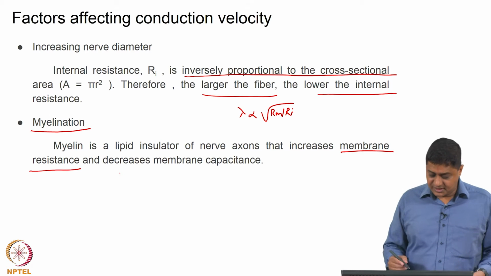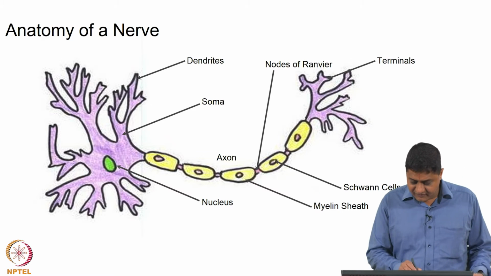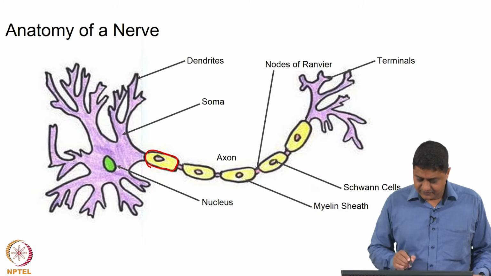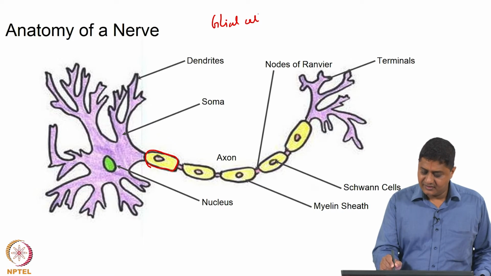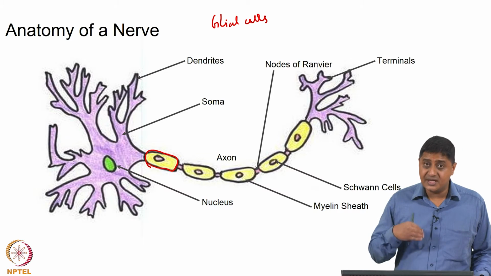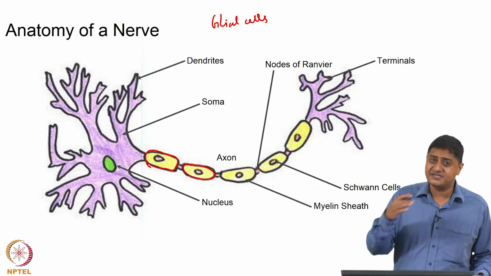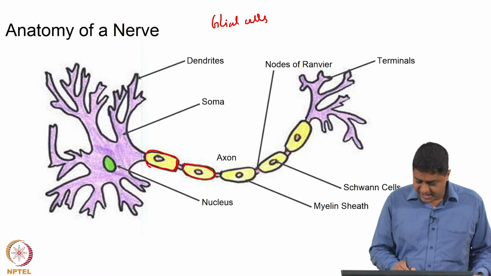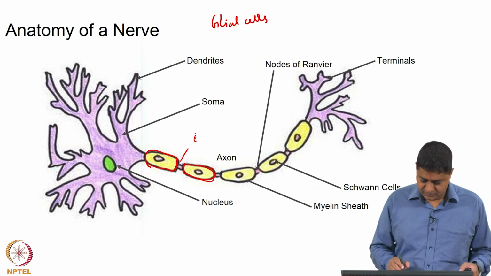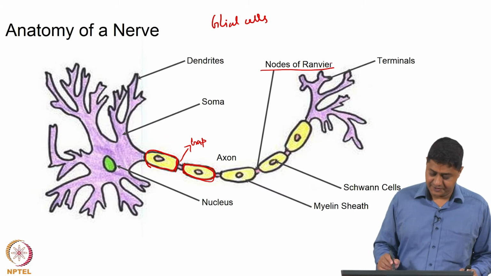But what myelination also does is that it decreases membrane capacitance. So, here what you have is myelination. This is myelin, made by glial cells that insulate other neurons, and this insulation happens in multiple layers, right. Between two patches of this insulation there is a gap, and this gap is called a node of Ranvier.